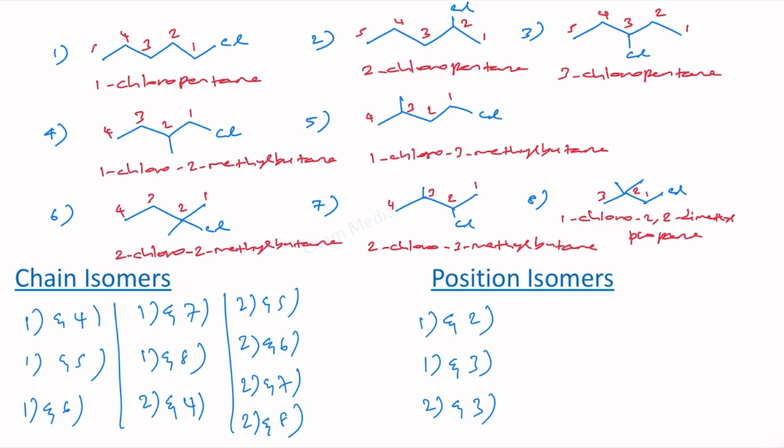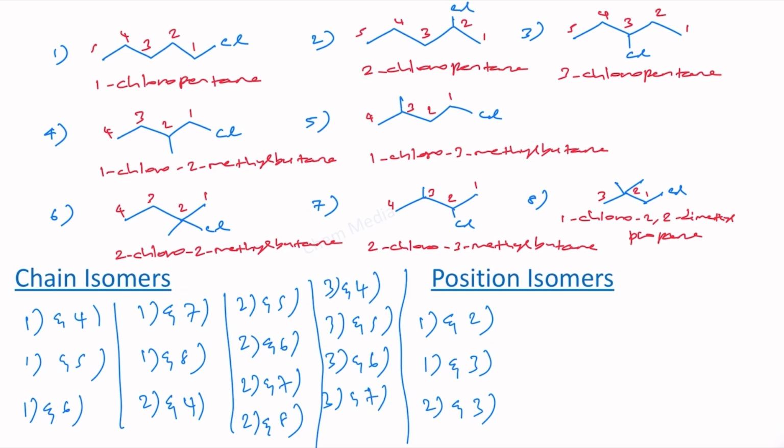Now, how about 3 and 4? 3 and 4 are also chain isomers because in one case you have pentane as the parent chain, in another case you have butane as the parent chain. Therefore, 3 and 4 are chain isomers, 3 and 5 chain isomers, 3 and 6 chain isomers, 3 and 7 chain isomers, 3 and 8 are also chain isomers.